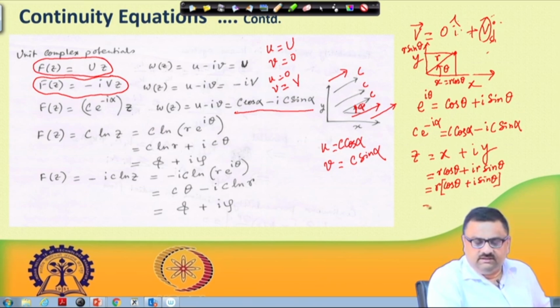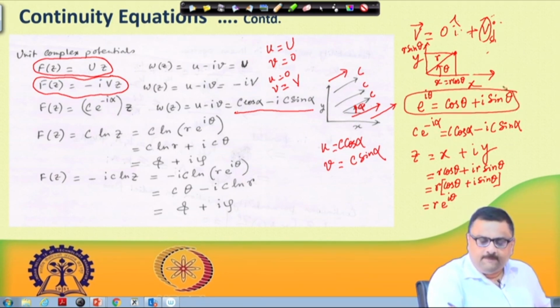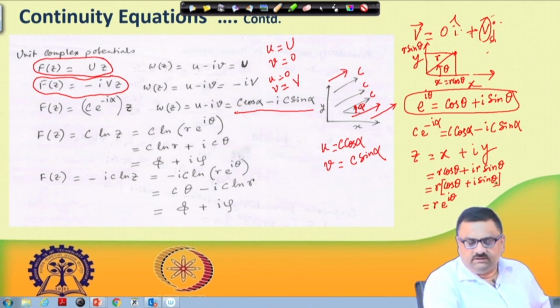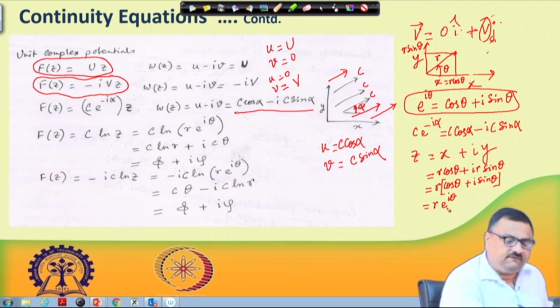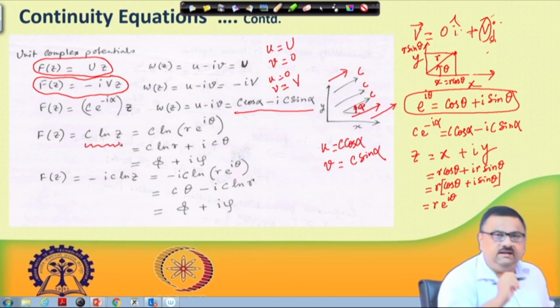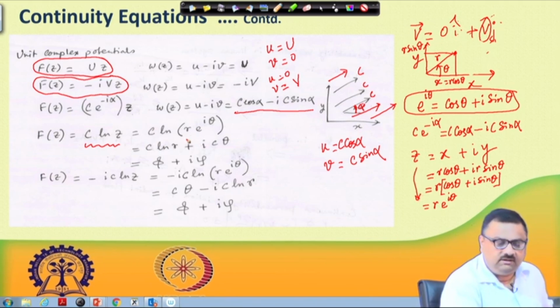So, you can write this as equal to r e to the power I theta. We have used this already in this context before. This is Euler's formula, that cos theta plus I sin theta can be written as e to the power I theta. So, it is r e to the power I theta. So, instead of c ln z, we can write c ln, and instead of z we can write r e to the power I theta.